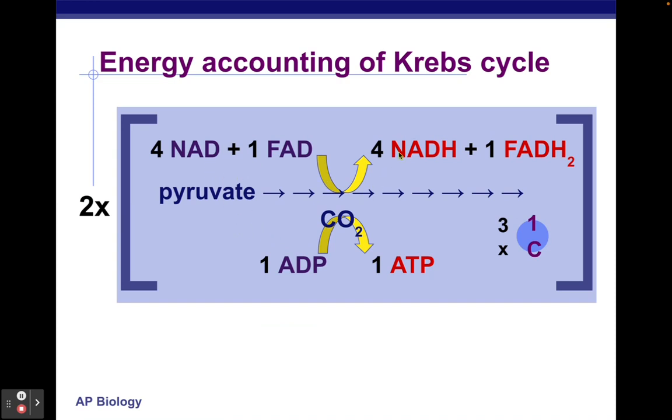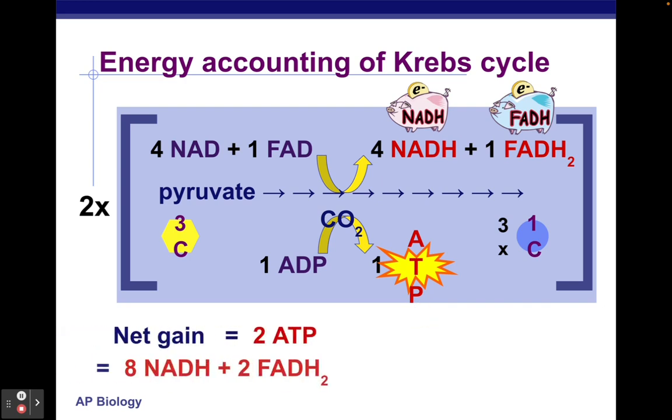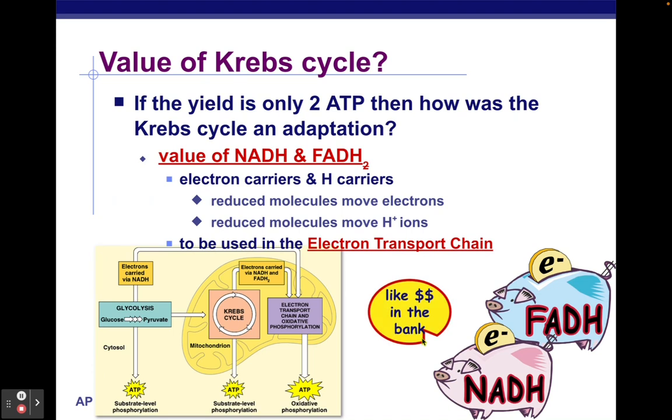We have made 4 NADHs and 1 FADH, and we have produced CO2 and 1 ATP. So we're still waiting for all of the ATPs, because so far we've made 3 net, I believe, for 1. So, 2, my bad. 2 net gain of ATP, and then 8 NADH and 2 FADH2. Do you have to remember those numbers? Not at all. But what I do want you to remember is that two FADH2 were made. All right. So if the yield's only 2 ATP, then how is the Krebs cycle an adaptation?